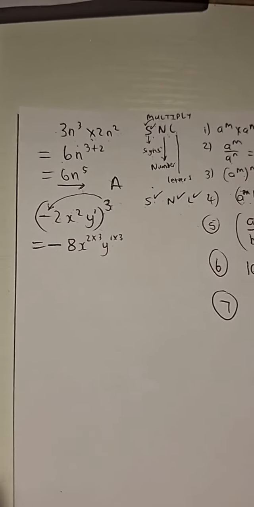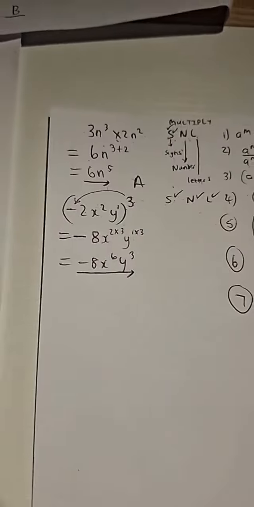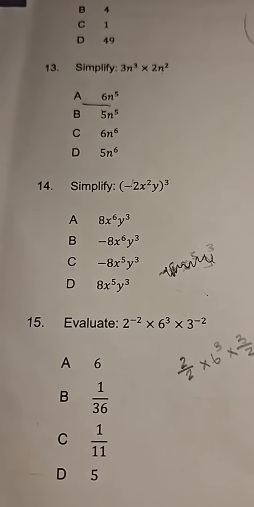Angels, invisible but present. So the final answer is negative 8x to the power 6, y to the power 3. That is the answer. Negative. So those who said B, you are spot on. Everybody else that said something else, you are sadly wrong.